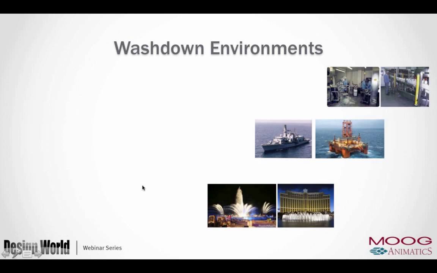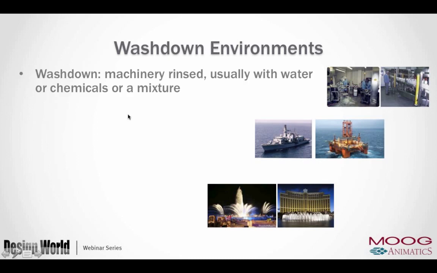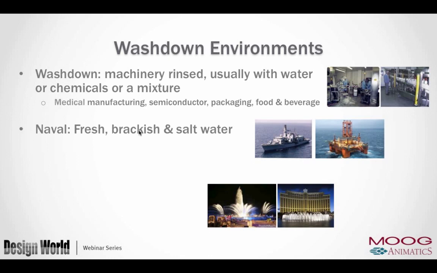Okay, washdown environments. Now these washdown environments are of various types. We show a few pictures here of various environments, including an oil rig. Okay, machinery rinsed usually with water or chemicals or a mixture thereof. It could be medical, manufacturing, semiconductor, packaging, food, or beverage. Okay, naval, fresh, brackish, or salt water. That also needs to be considered, because when you get into brackish or salt water, now you're also talking a corrosion issue. Okay, rain, sleet, or other outdoor environments.